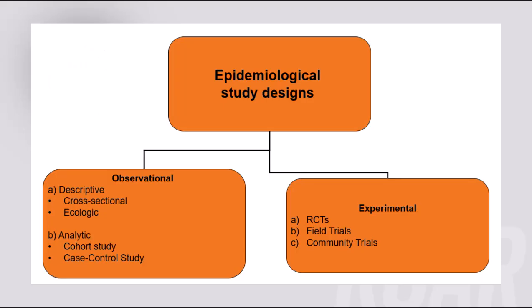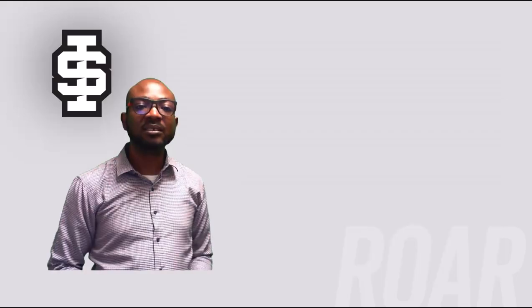Here we see a pictorial representation of the classification of the various study designs that we have in epidemiology. So broadly speaking, they are divided into observational and experimental or interventional designs. And under the observational designs, we have those that are descriptive and those that are analytic. And under experimental designs, we have randomized controlled trials, field trials, and community trials.